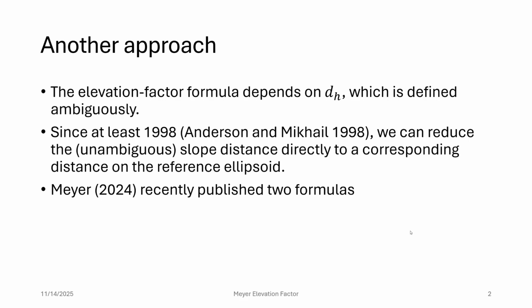We could reduce the horizontal distance from the observation station to the forward station. We could reduce the reciprocal distance if we were running bidirectionally, like for a control survey. We could reduce the average distance. There's a lot of things we could reduce. And so what we're going to do is take a look at all of those and see how they compare. And then I'll show you these two formulas that go from the slope distance directly to the ellipsoid, and then we'll compare everything and see what we can see.